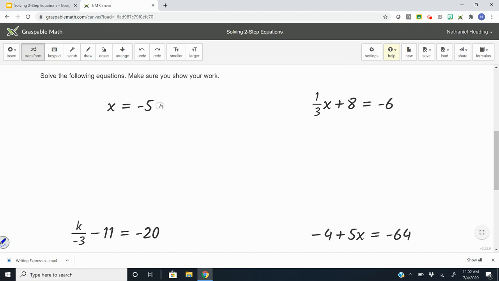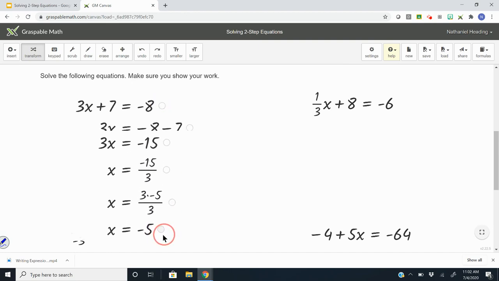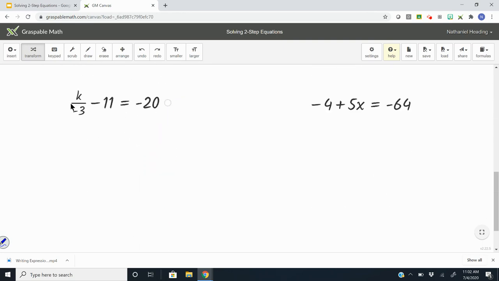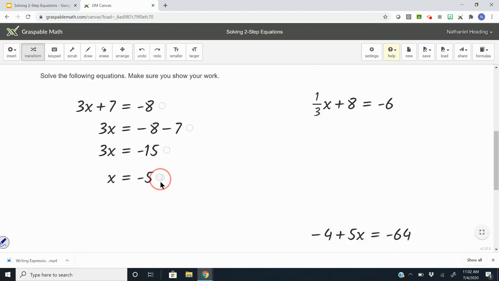Now, the directions say show my work, so I'm going to click and drag and show my work. Since I'm a little bit over, I'm going to click and drag this down just a little bit so I can see everything. There we go. So I've showed all my steps. I subtracted 7, I divided by 3, and there I go.